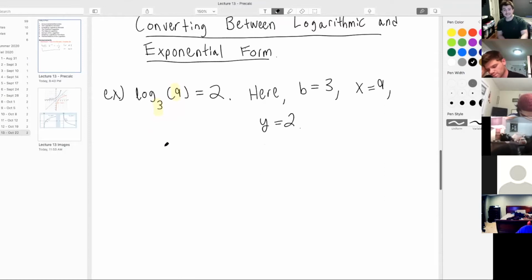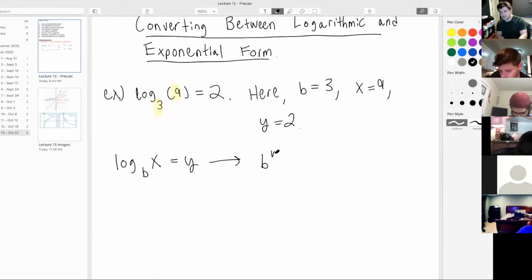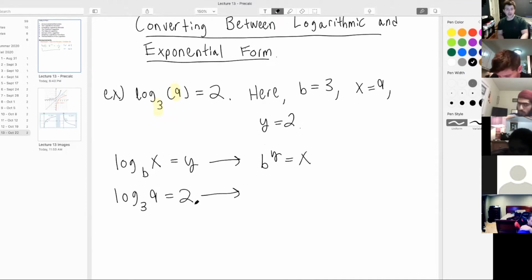So we're going to write this in its corresponding exponential form. Just recall, log base b of x equals y leads to b to the y equals x. Now let's do it in our specific case. Log base 3 of 9 equals 2. 3 is our b, y is 2, and our x is 9. So this is equivalent to 3 squared equals 9, which of course is true.